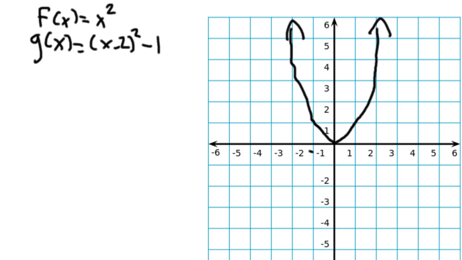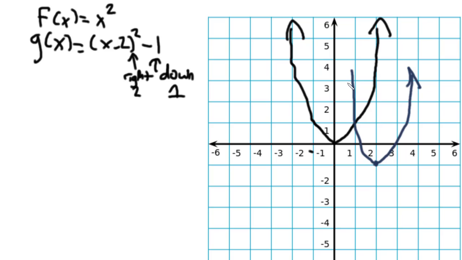So let me change to a different color, maybe blue, to graph the g of x function. If g of x is (x minus 2) squared minus 1, this minus 2 means that I'm going to the right 2, and this minus 1 means I'm going down 1. So it's going to be the same graph, but like this. It's the same shape, just shifted to the right 2 and down 1.